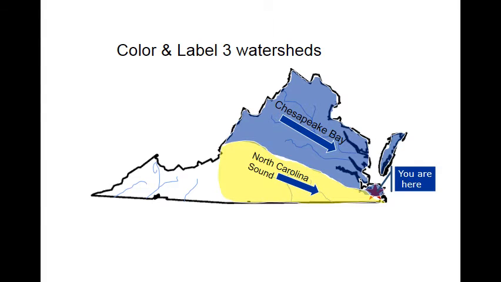The second one is the North Carolina Sound watershed. And last but not least, we have the Gulf of Mexico watershed, and this is actually the Gulf of Mexico via the Mississippi River. In other words, all of those streams, all of those rivers are going to end up connecting to and draining into the Mississippi River first, and then that water is going to be carried eventually to the Gulf of Mexico. So there are the 3 major watersheds of Virginia.